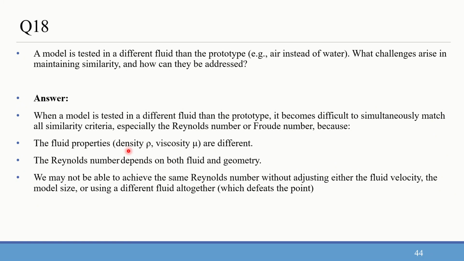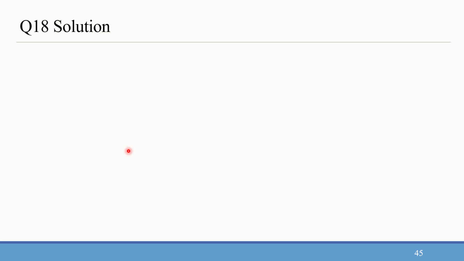We may not be able to achieve the same Reynolds number without adjusting either the fluid velocity, the model size, or using a different fluid altogether. So to get the same Reynolds number, we have to adjust the fluid velocity, the model size, and the characteristic length. All these things should be addressed, and we should be able to maintain it consistently.